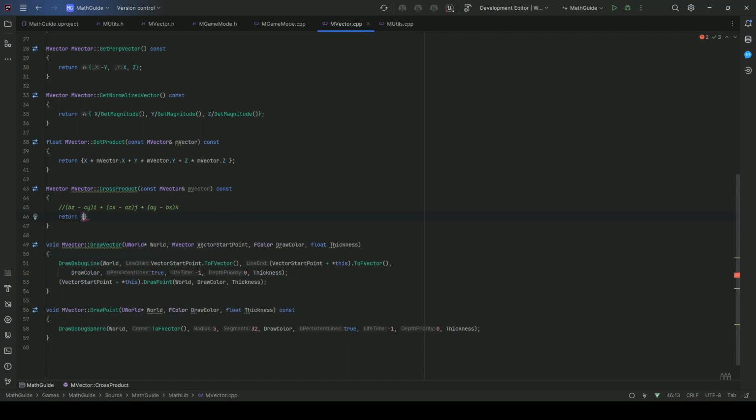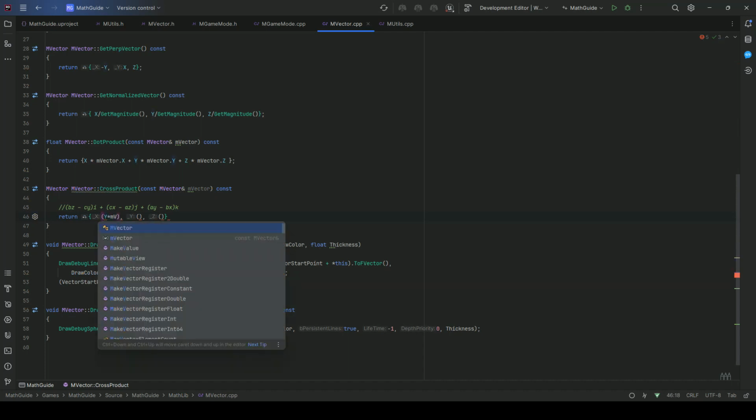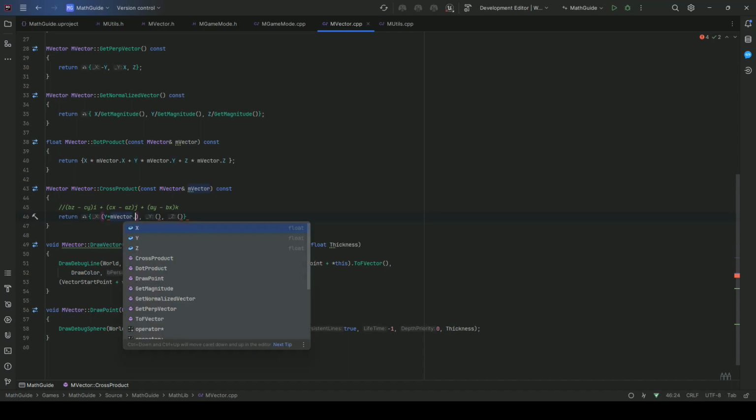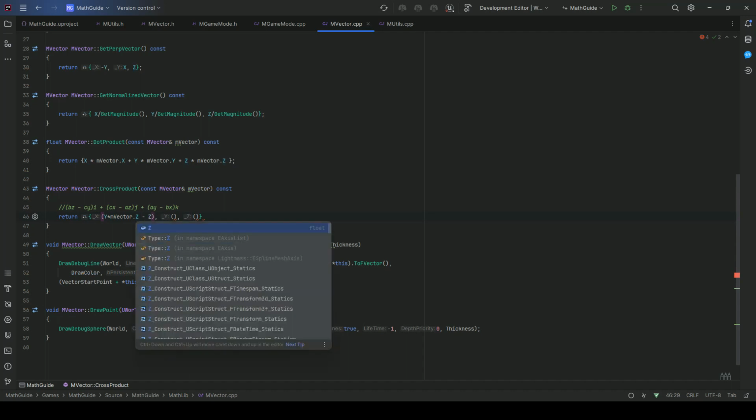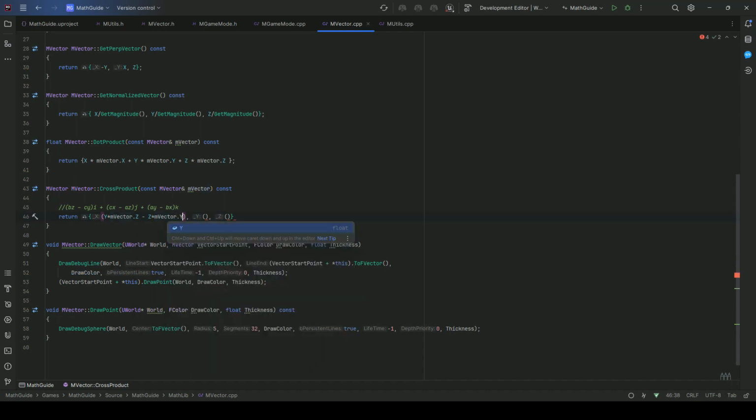So we will have three values representing the xyz of a vector. So first is b and z. So a, b, c is of our main vector. So b in the case y, multiplied with vector dot z. Okay, minus c, which is z, multiplied with vector dot y.